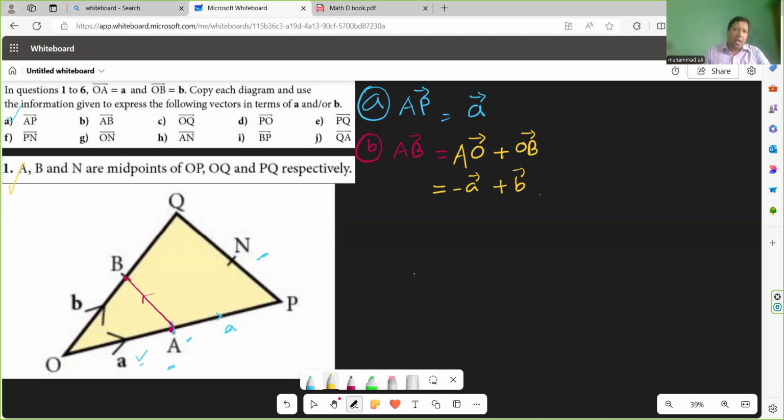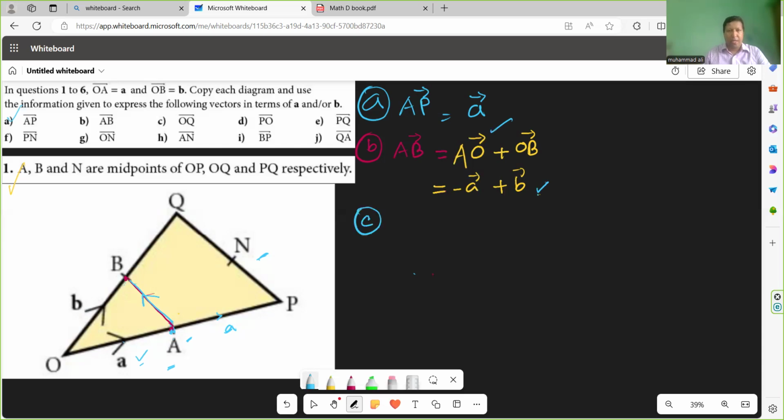Think again. AB is the resultant vector, and this resultant vector comes from the addition of two vectors. The first vector's tail is joined with the second vector's head. The first vector's tail is at point A, so it will be AO plus OB. AO equals negative A and OB equals B. That's why AB vector equals minus A plus B.